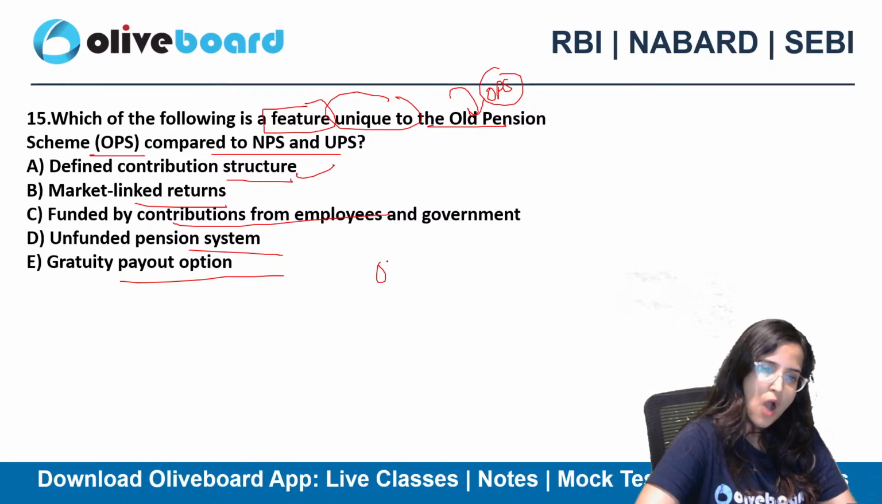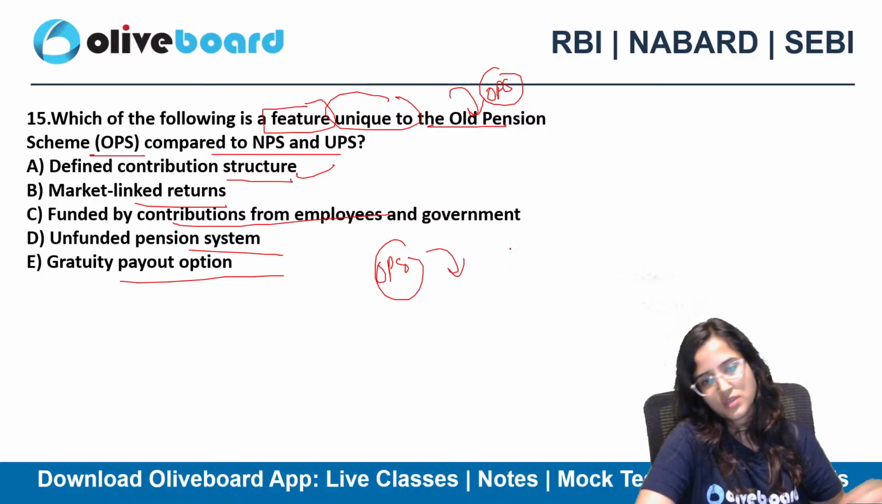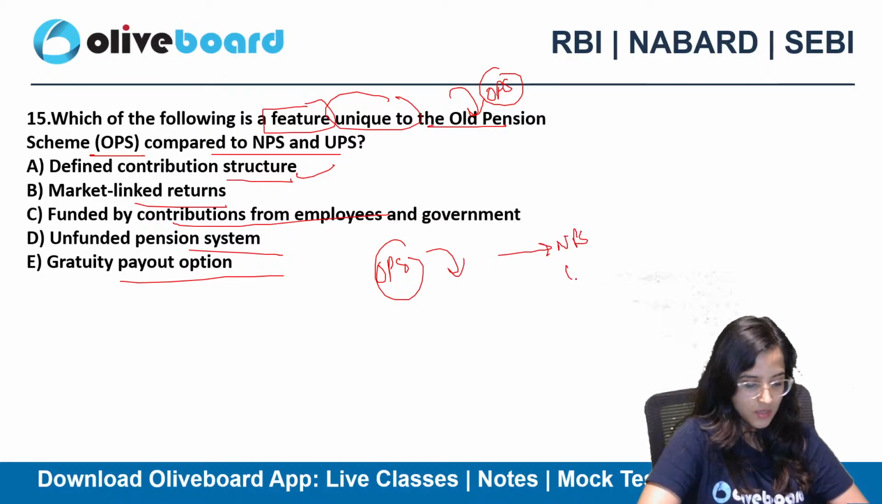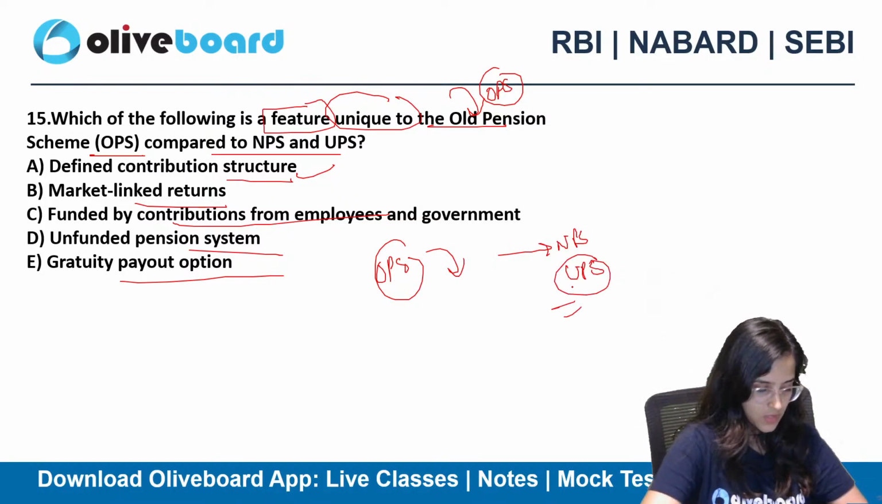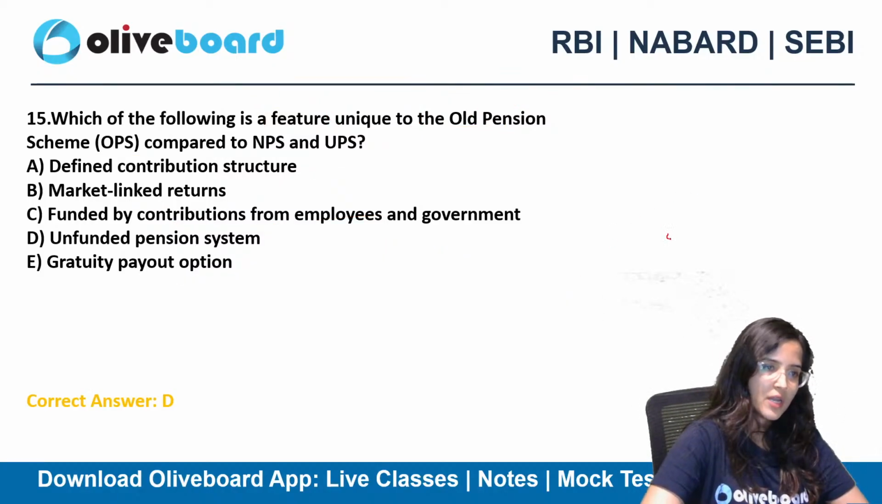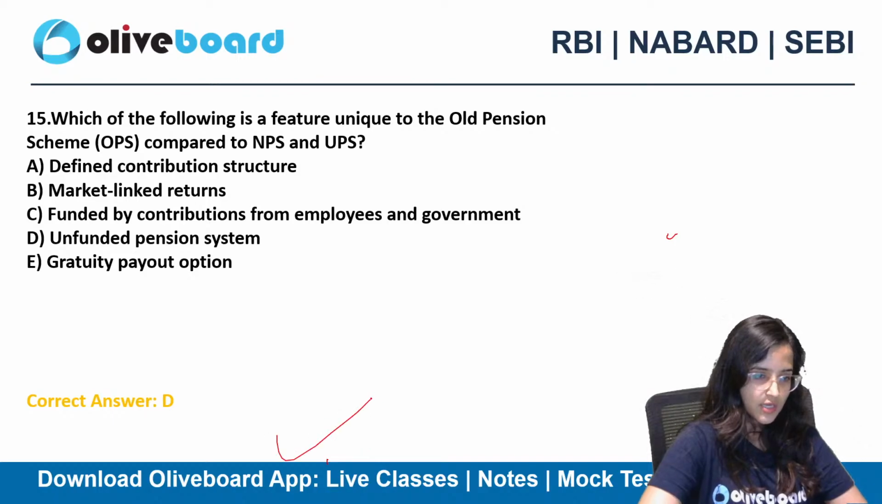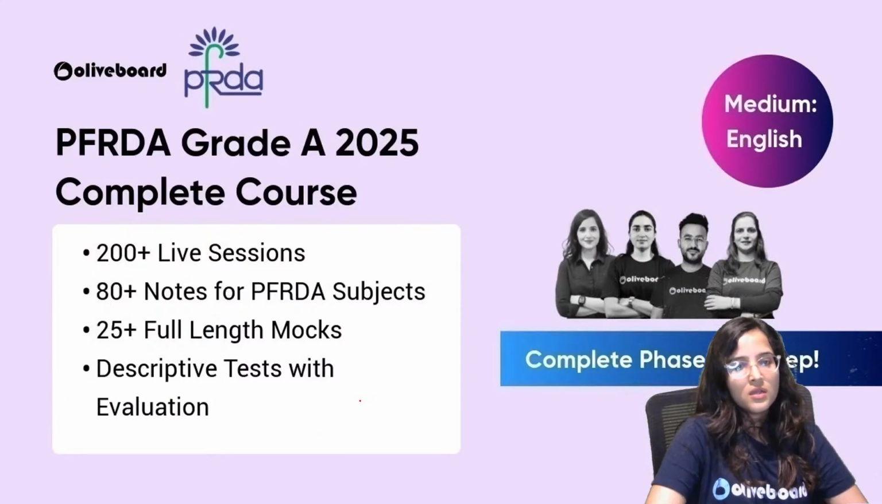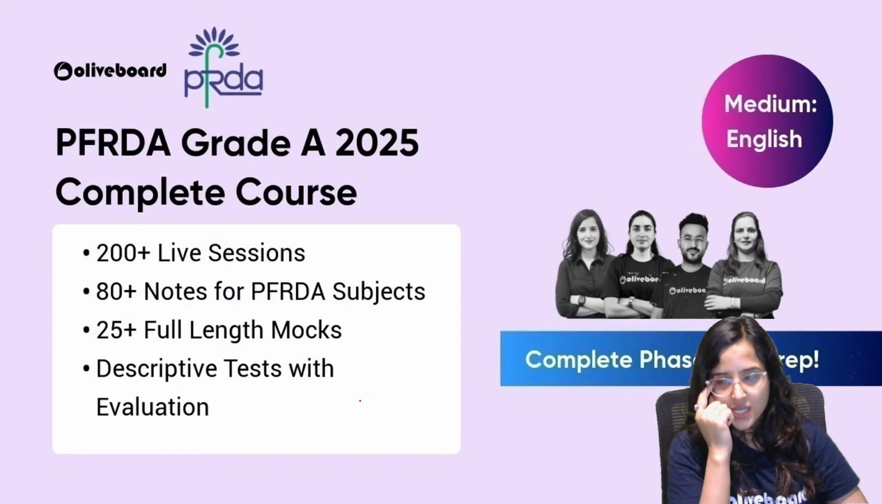Here you have to say how OPS is unique if we compare it with NPS and UPS. Question 15, D. Manish is also saying D. The answer is D, unfunded pension system. Absolutely correct. Okay. So that is all I wanted to discuss with you.